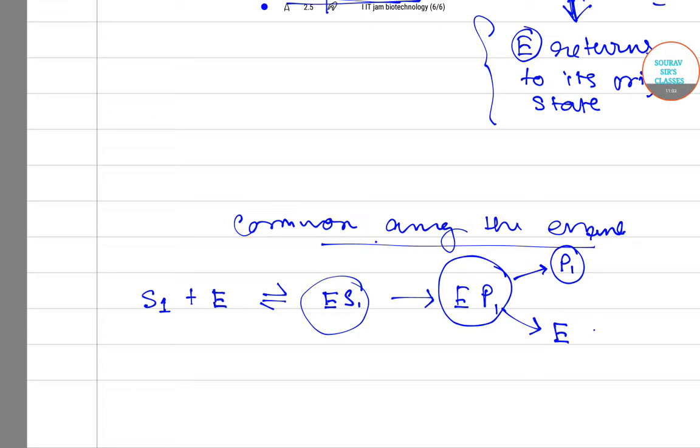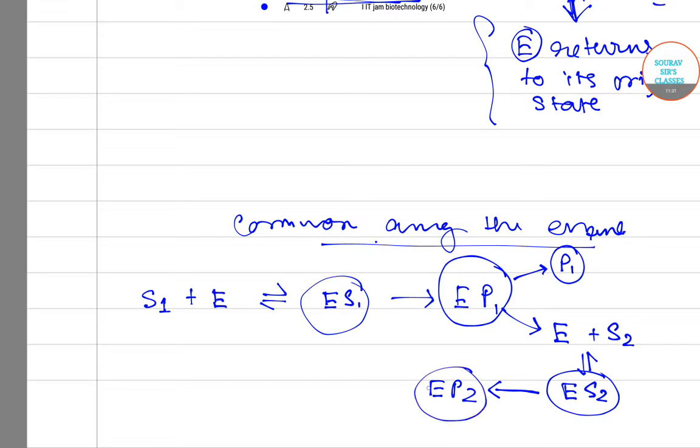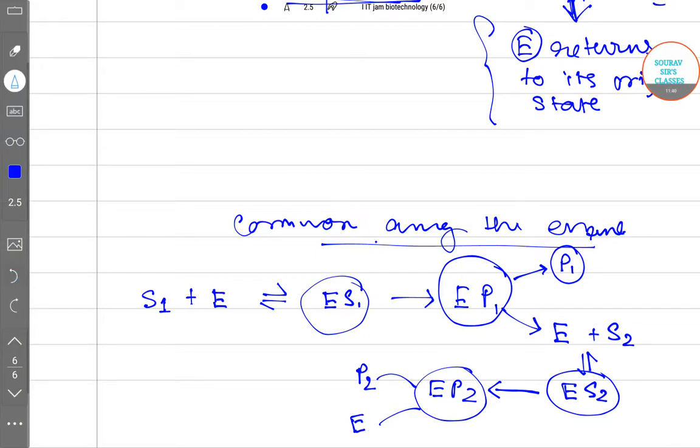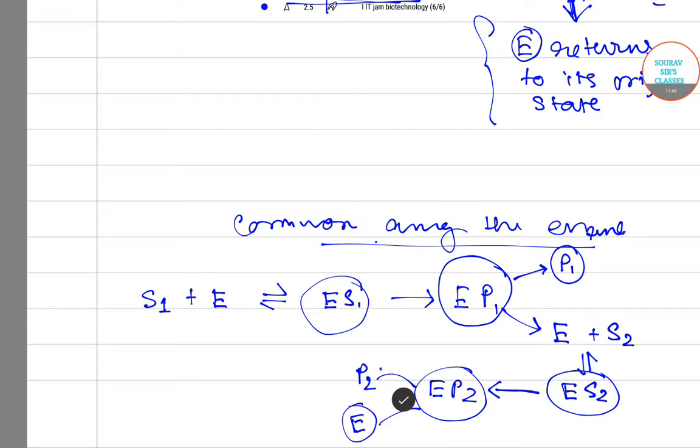This enzyme will act on a different substrate, suppose S2. So from E and S2 we will get a complex, the ES2 complex. From ES2 we will get EP2. Now from this EP2 complex we will get the product P2, and again the enzyme will get free. So this is the mechanism that is happening in this state. So this is the transition period.